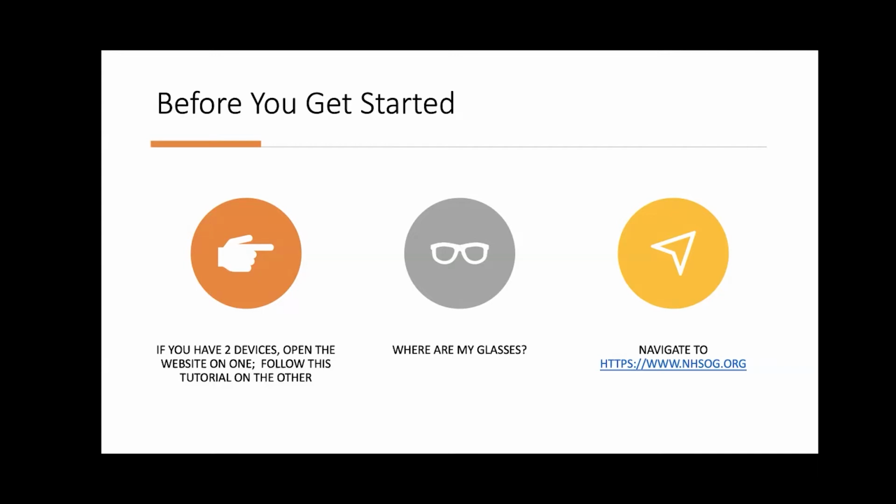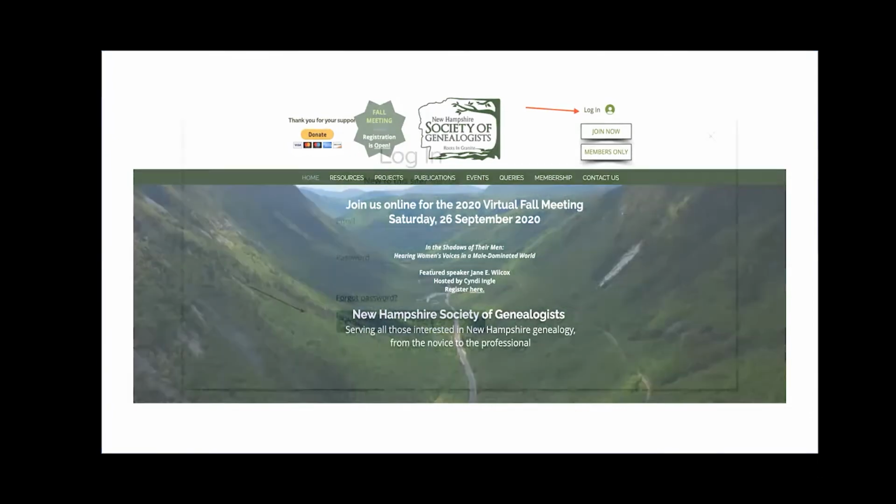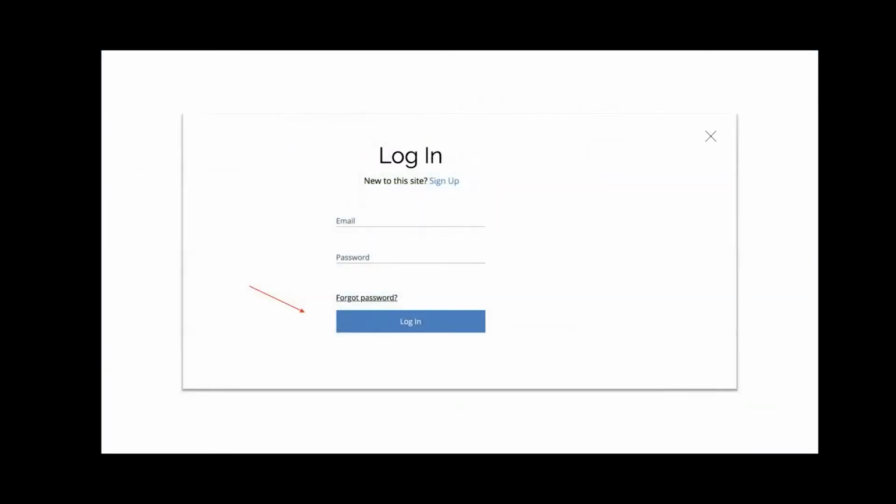So let's get started by typing into your browser nhsog.org. This will bring you to the home page. Click on the login button at the top of the page. On the login page, enter your email address and the password that you set up when you first visited the site. If you have multiple email addresses, you'll need to use the same address you used when you first signed up. Next, just click on the blue login button.